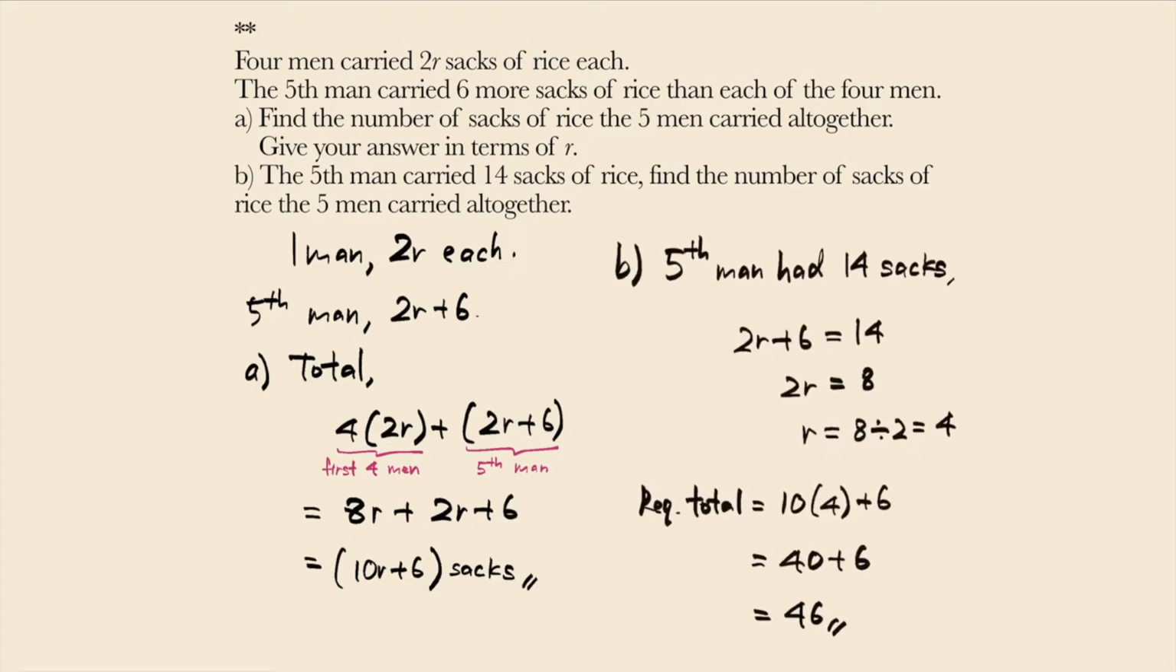The 5th man carried 14. Since we know the 5th man had 14, 2R plus 6 is 14. Which means we can actually find out what R is. R is actually equal to 4. Okay, the 5 men, how many did they carry? Since R is equal to 4, we're going to substitute into this expression here. So 10 times 4 plus 6, that would be 46.